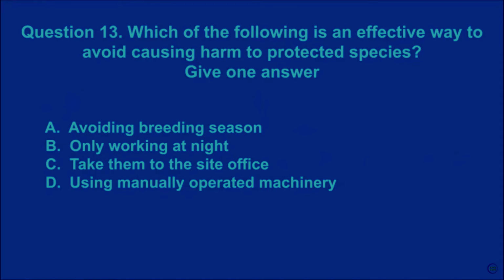Question 13. Which of the following is an effective way to avoid causing harm to protected species? Give one answer. A. Avoiding breeding season. B. Only working at night. C. Take them to the site office. D. Using manually operated machinery. The correct answer is A.